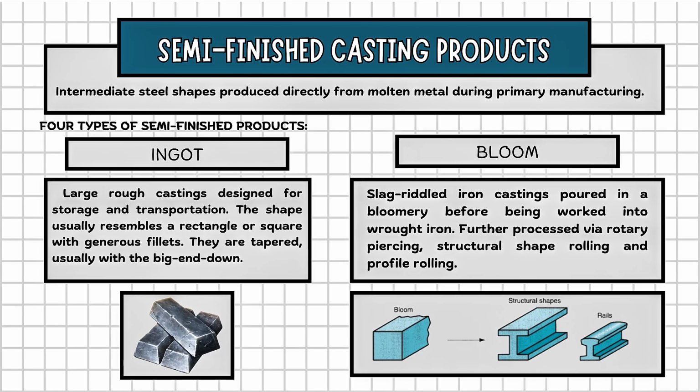Next one is the bloom, a slag-riddled iron casting poured in a bloomery before being worked into wrought iron. Further processed via rotary pressing, structural shape rolling, and profile rolling. So as you can see sa illustration, that is a bloom na when undergoing secondary manufacturing, it will turn into a structural shape or rails.